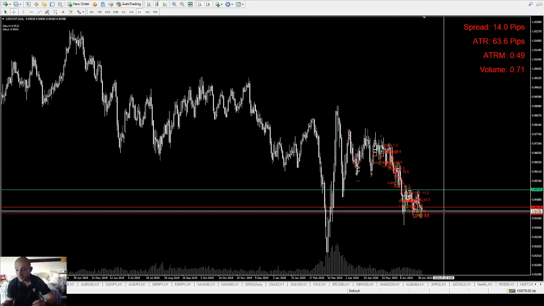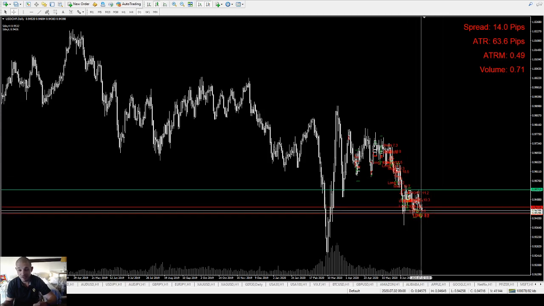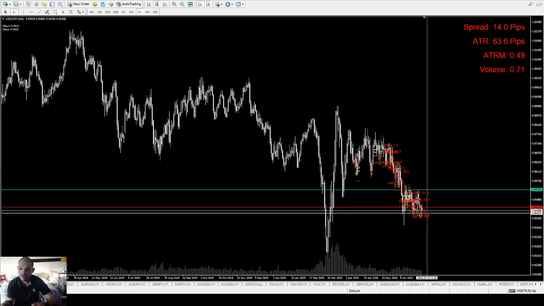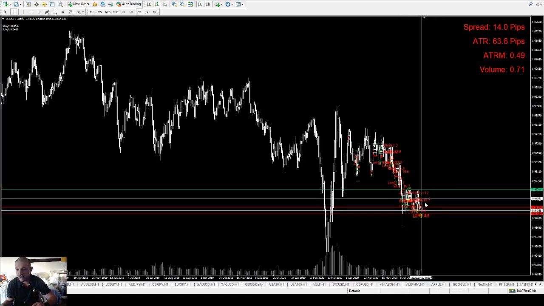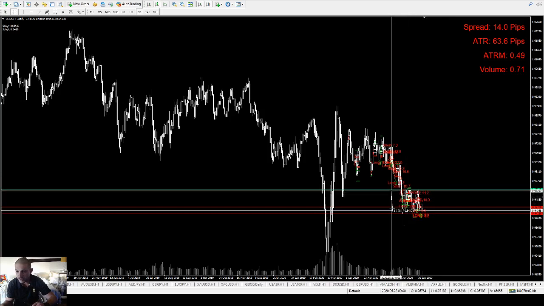So is it going to break through? And it's on a daily chart, so the volume is strong. Is it going to break through? Is it going to reverse up? And not only that, each one of these candles is quite large. You're talking about, what's the average ATR? Okay, that's saying 63 pips.